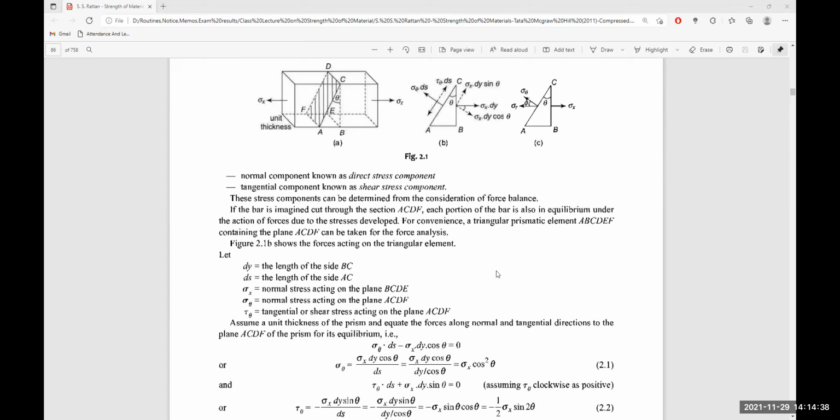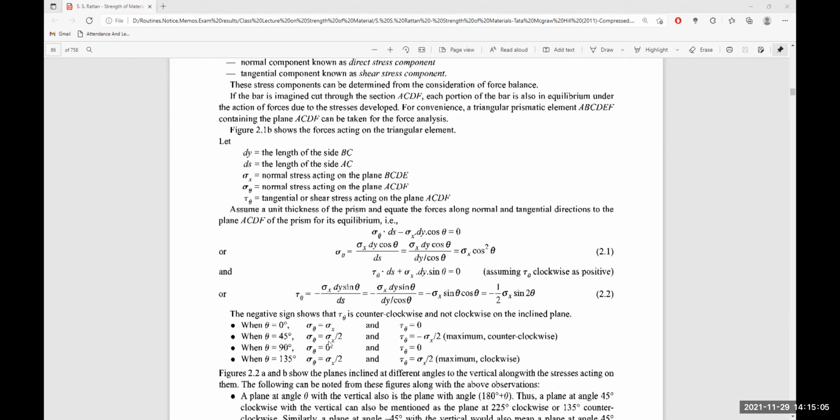When theta is 0 degrees, meaning there is no angle of inclination between the plane AC and BC, in that case sigma theta will become sigma x. If we put theta equal to 0, cos squared theta is equal to 1, so sigma theta will equal sigma x. And if we put theta equal to 0, sine 0 degrees is equal to 0, so tau theta will be equal to 0.